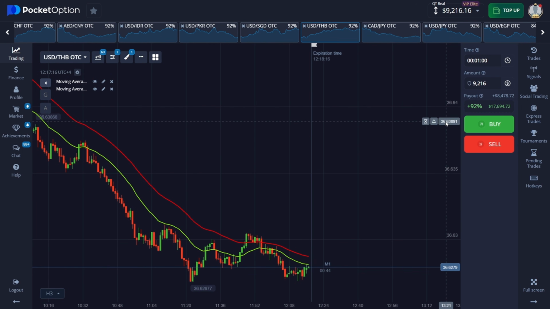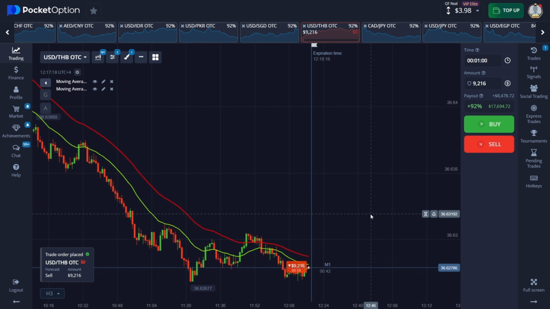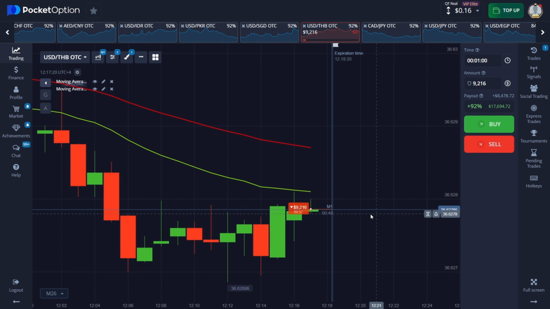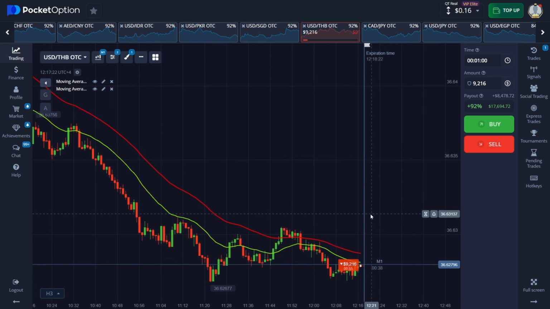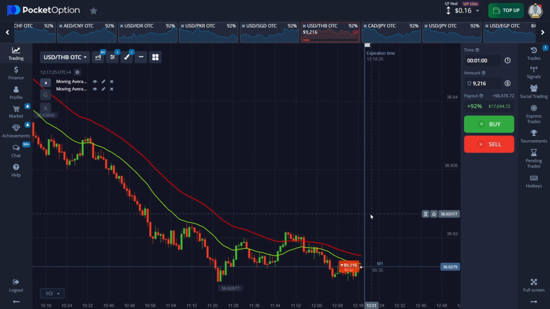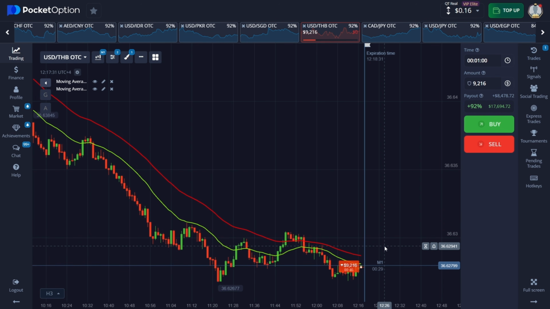Alright, we have a trade on USDTHB from the 25 EMA level, and I placed a trade worth $9,216 from the 25 EMA level. As you'll see, there was a downtrend and the candle was also facing resistance from the 25 EMA level. That's why I took this trade for the downside move. Currently, the trade is going in our favor, but we still have 25 seconds left.